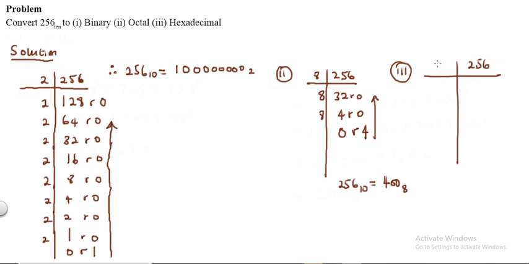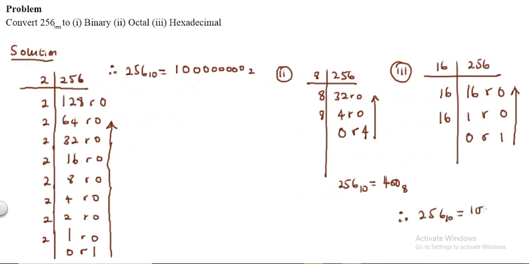Hexadecimal is base 16. So we'll be dividing by 16. 256 divided by 16 is 16, remainder 0. Then we do it again. 16 divided by 16 is 1, remainder 0. 1 divided by 16 doesn't go, so write 0, remainder. Bring the 1 down here. You will pick the numbers from the bottom to the top, so therefore 256 base 10 is equal to 100 base 16.